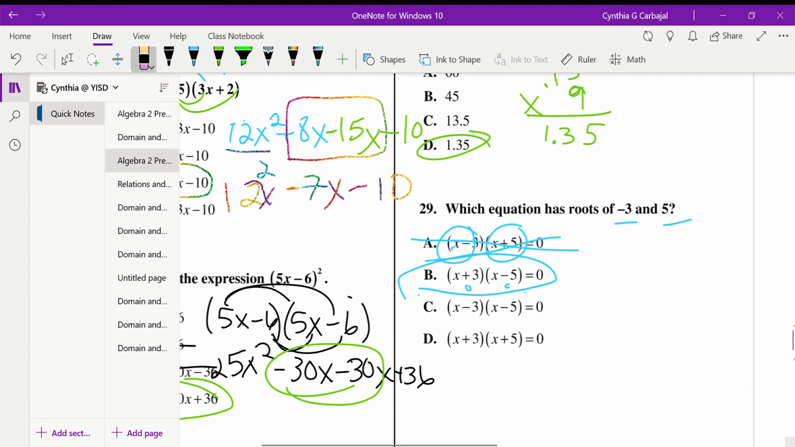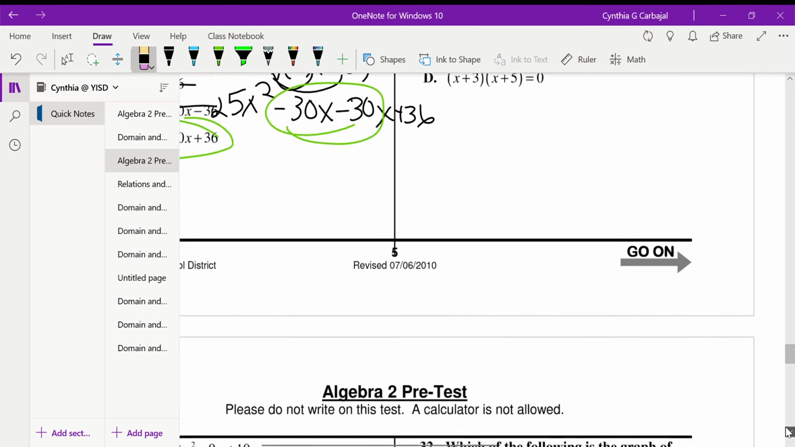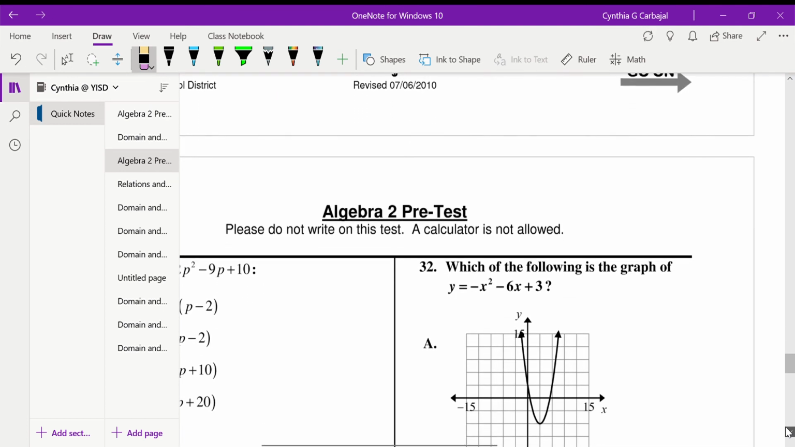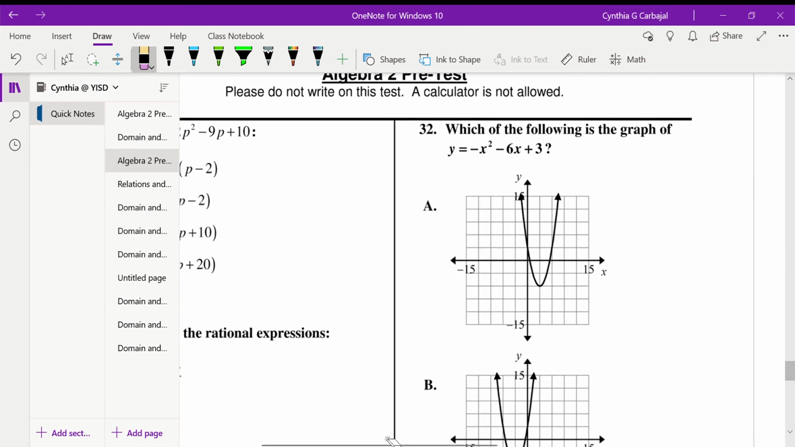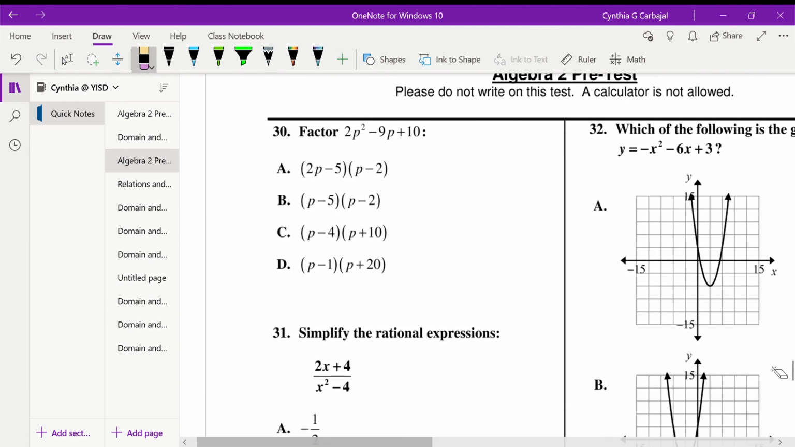Alright, let's go to number 30, and that is the last one that you guys have to do in the review, or in the pretest for Algebra 2. And that's the last one I'll go over with you. Oh, number 31, sorry. Alright, so 30 says find the factors.